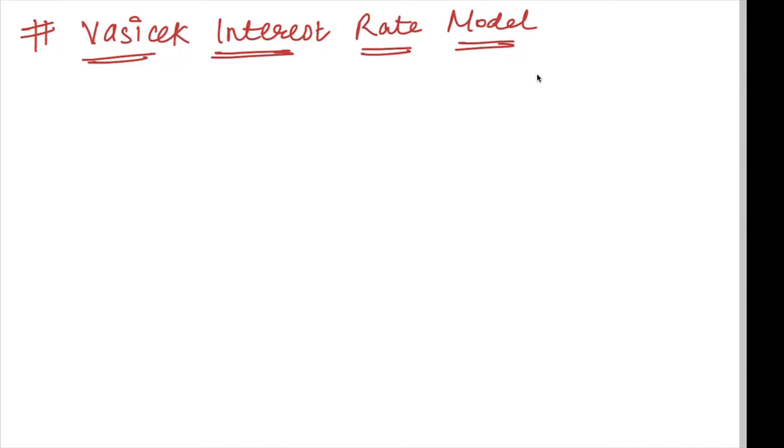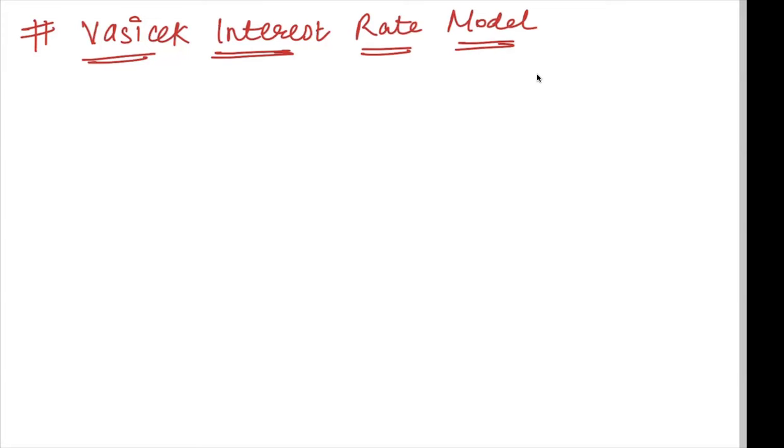So in this video, I'll be walking you through the theoretical aspect of the Vasicek interest rate model. The Vasicek interest rate model is a stochastic interest rate model, and there are a lot of nuances to it. This is a series in which we are trying to use the Vasicek interest rate model to price interest rate derivatives such as caps and floors.